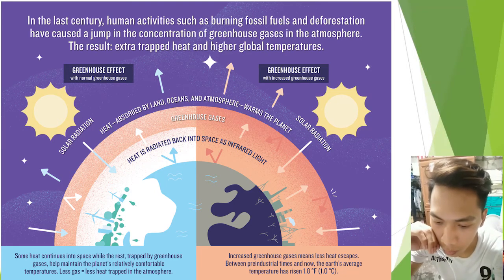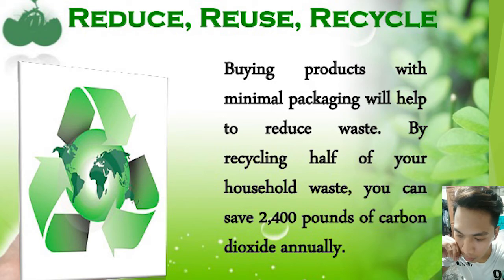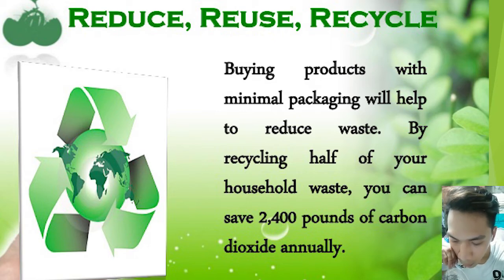So let's see some of the ways to reduce these harmful greenhouse gases. We should always reduce, reuse, recycle. By recycling half of our household waste, we can save about 2,500 pounds of carbon dioxide annually. We should buy energy-efficient products that use far less energy than standard products. Plant a tree, because trees absorb carbon dioxide and give off oxygen. We should use less heat and air conditioning. Always drive less and drive smart to avoid pollution.